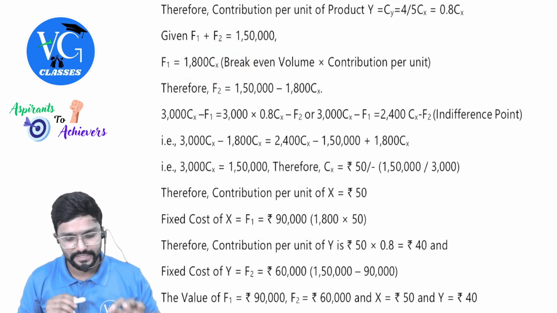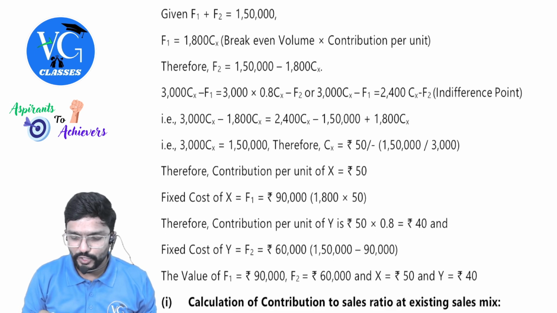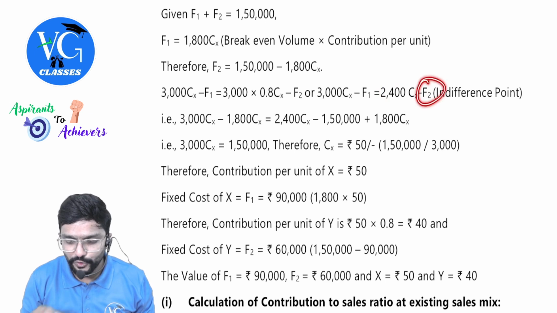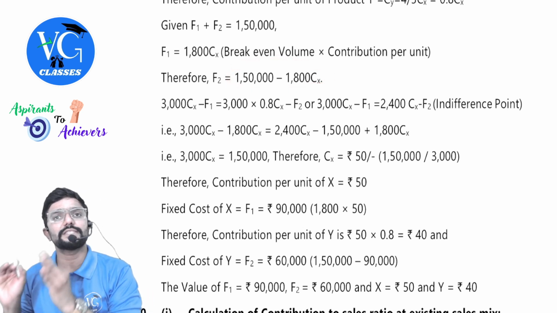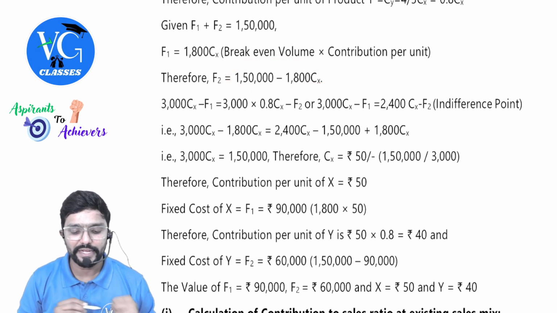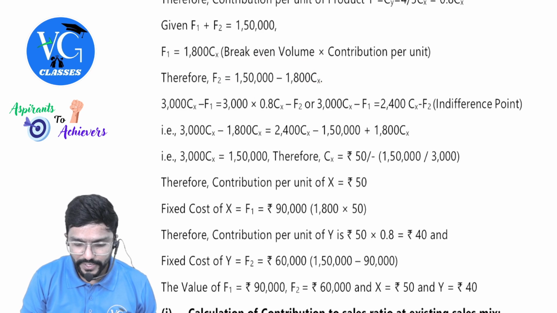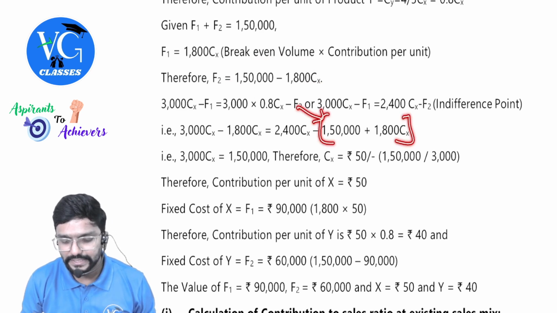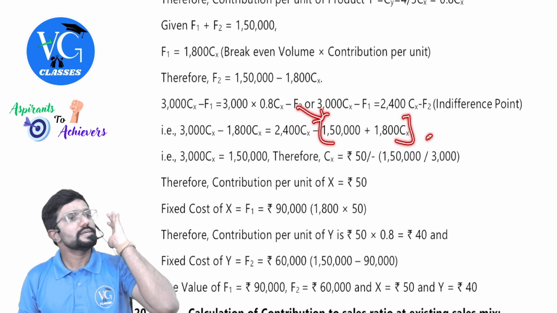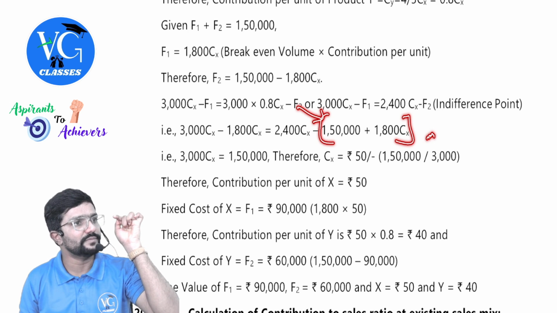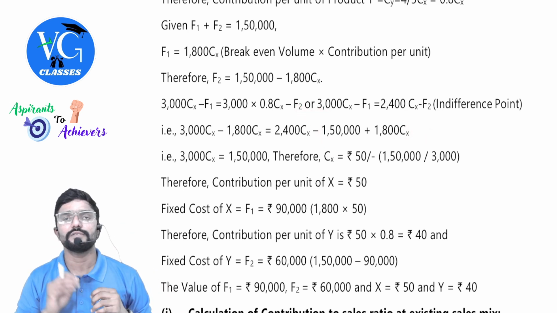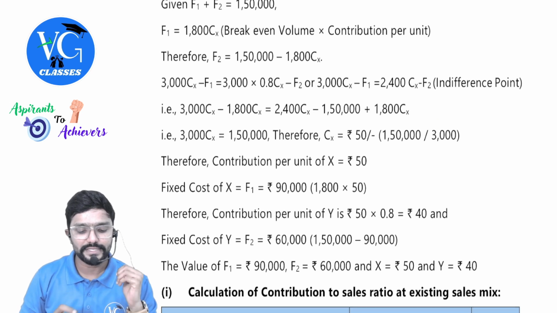1,800 CX. Then is equal to 2,400 CX minus F2, where F2 is 1,50,000 minus 1,800 CX. I am bringing that, guys. In place of F2, I brought this. Clear? Because when you don't know both F1 and F2, you cannot keep them as F1 and F2 only. You have to change the values. Hope you understand.